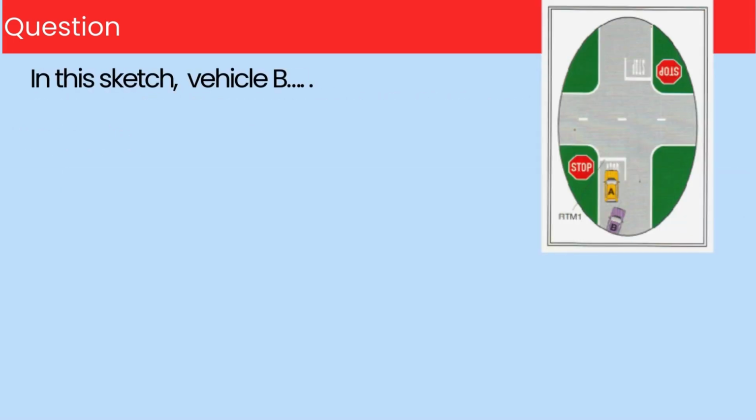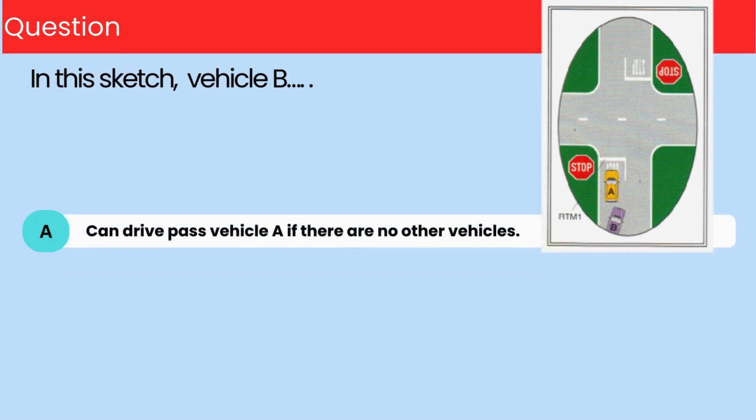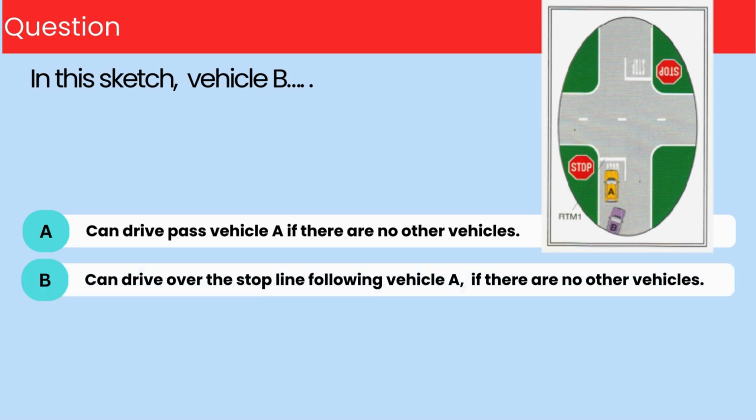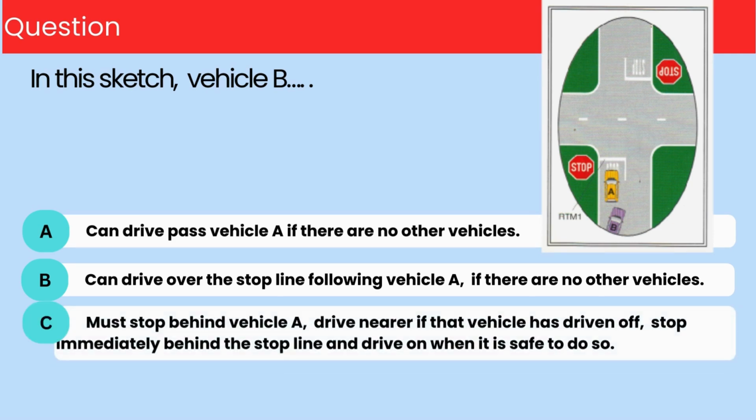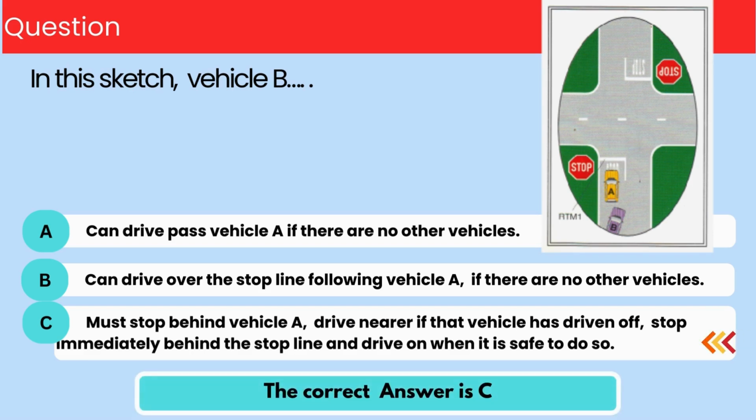Question. In this sketch, vehicle B A. Can drive past vehicle A if there are no other vehicles. B. Can drive over the stop line following vehicle A if there are no other vehicles. C. Must stop behind vehicle A, drive nearer if that vehicle has driven off, stop immediately behind the stop line and drive on when it is safe to do so. The correct answer is C.